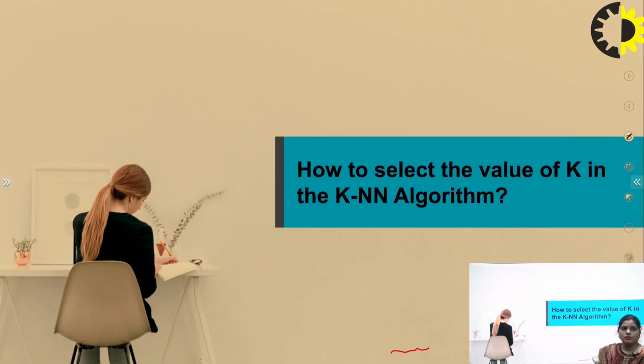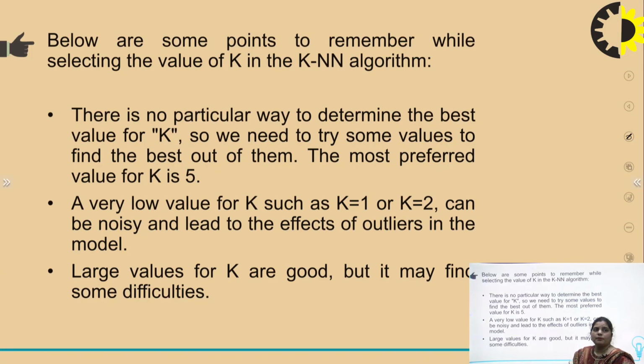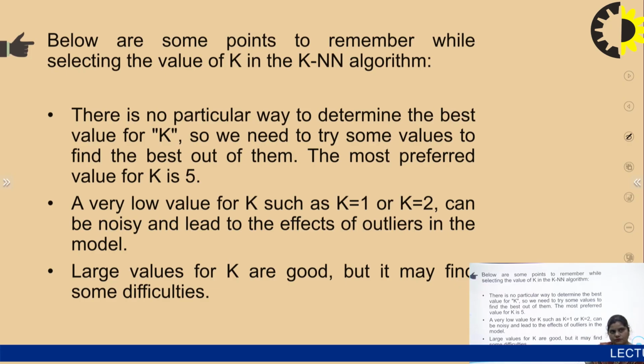Now, what is the procedure to select the value of k in the KNN algorithm? Below are some points which we remember and take into consideration while selecting the value of k in the KNN algorithm. As I told, there is no particular way or algorithm to determine the best value for k. So, we need to try some random values to find the best out of them. Most of the time we prefer the value of k as 5. The same is given here.